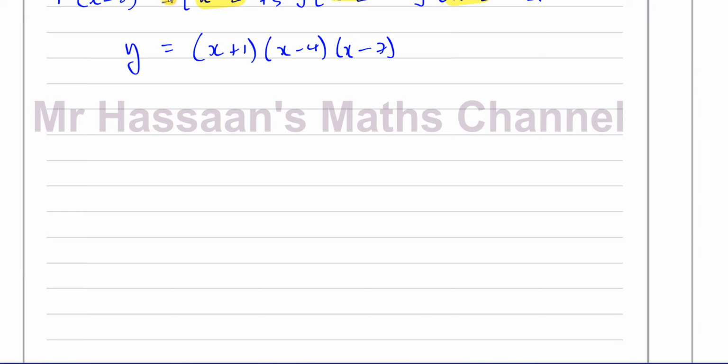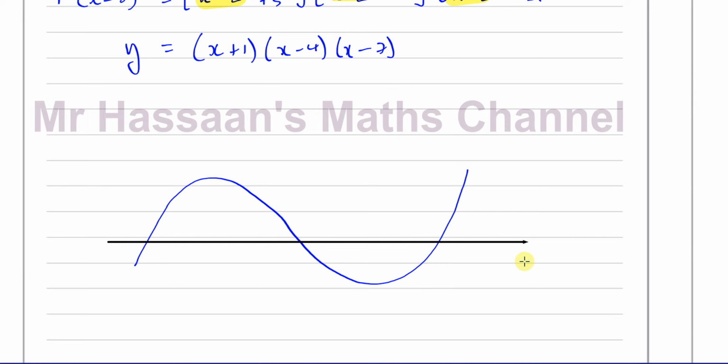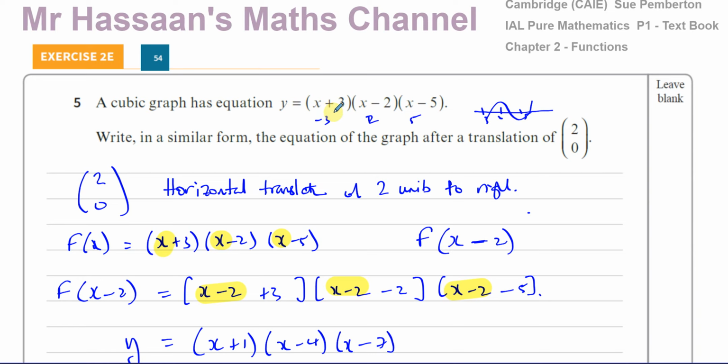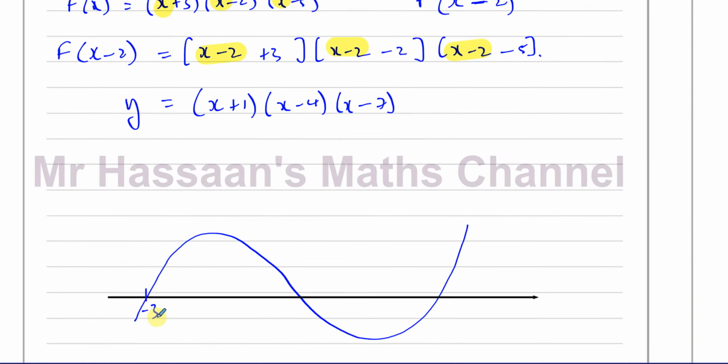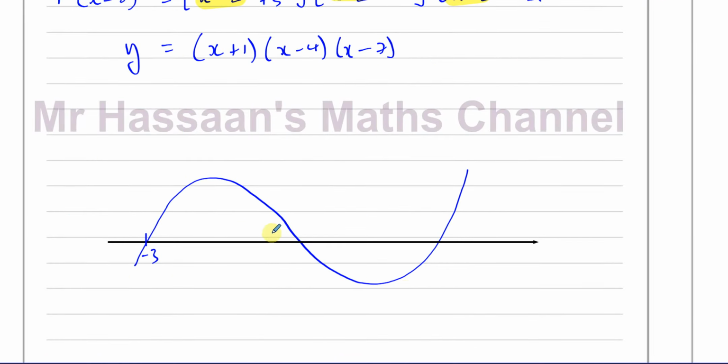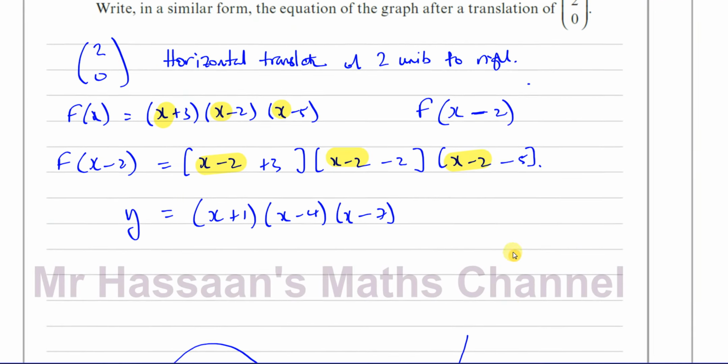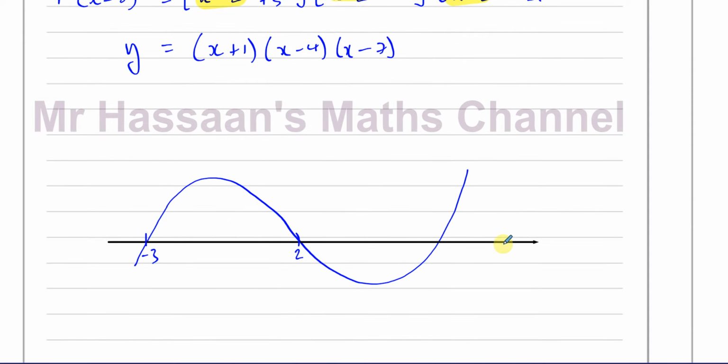We don't have to do this second part, but I'm just showing you how it works. So the original graph would look something like this. You would have your x-axis. Okay, you would have your 3 roots. In the original graph, when x plus 3 is 0, x is going to be negative 3. When x minus 2 is 0, that's going to be a positive 2. And when x minus 5 is 0, that's when x is 5. Those would be the 3 places across the x-axis.